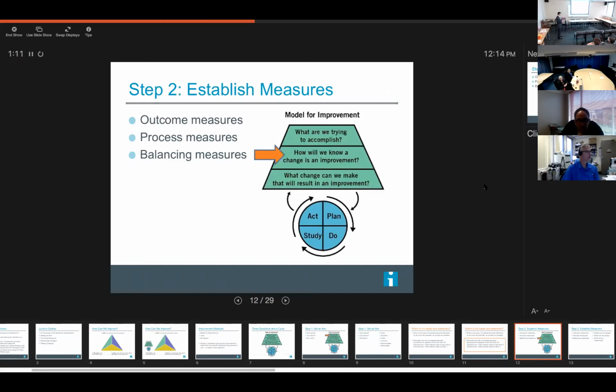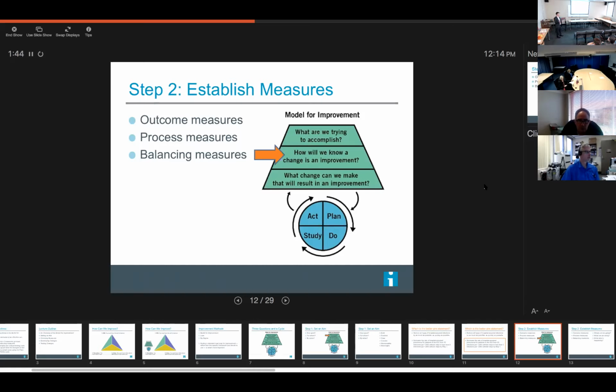And here's where our measures come in. There are 3 types of measures. There are outcome measures, which are the thing that we're trying to improve, so that is the end goal. For example, the number of infections associated with catheters, or the number of deaths in a unit that we're trying to get down, or the number of compliments we're trying to achieve in a month from a certain unit. Any of those is an outcome measure.